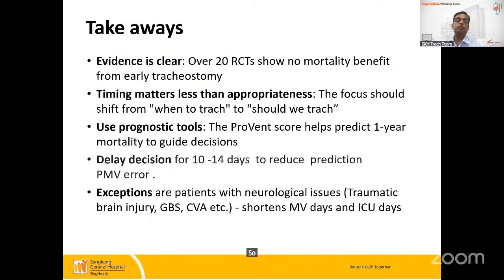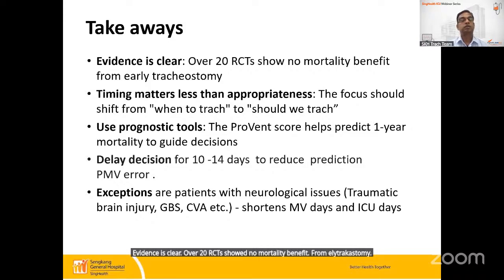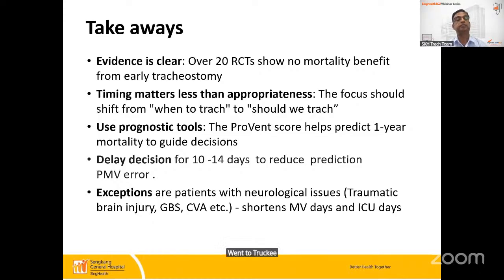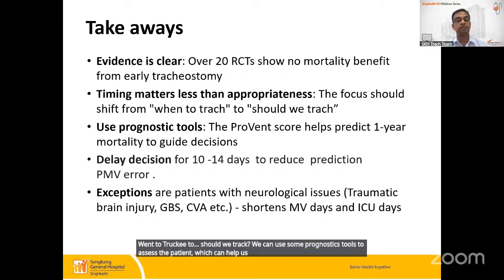So these are my takeaways at the end of my 10-minute session. Evidence is clear. Over 20 RCTs showed no mortality benefit from early tracheostomy. So I think timing matters less than appropriateness. The focus should shift from when to trach to should we trach. We can use some prognostic tools to assess the patient, which can help guide our decisions, like the Provence score or the SOFA score, which we discussed earlier.